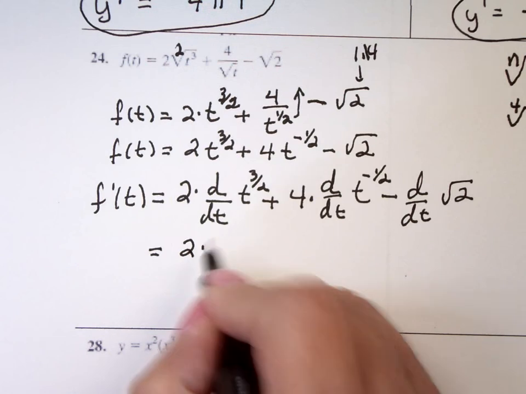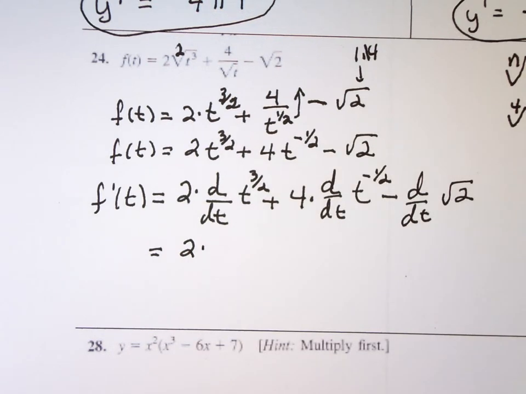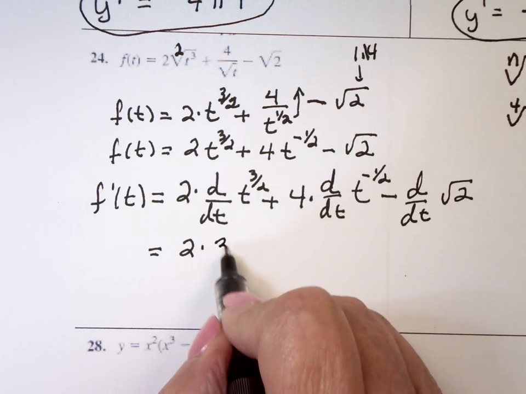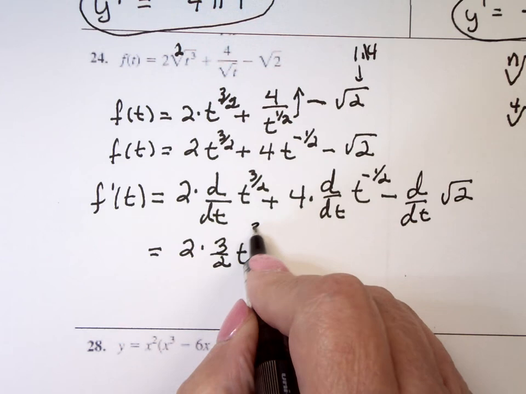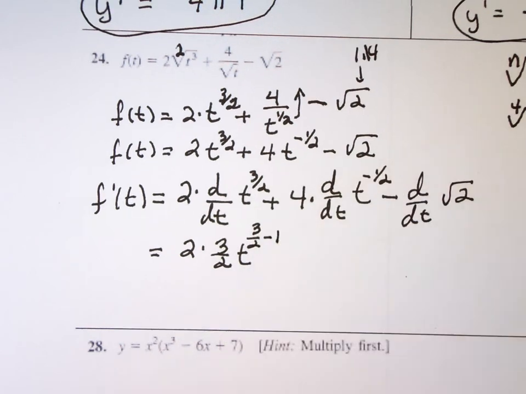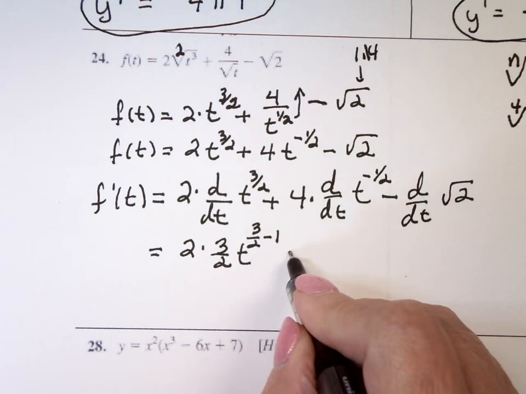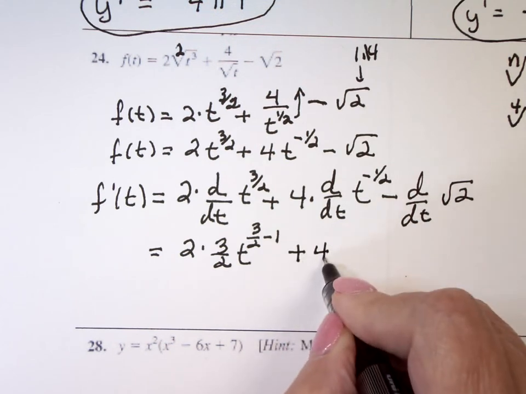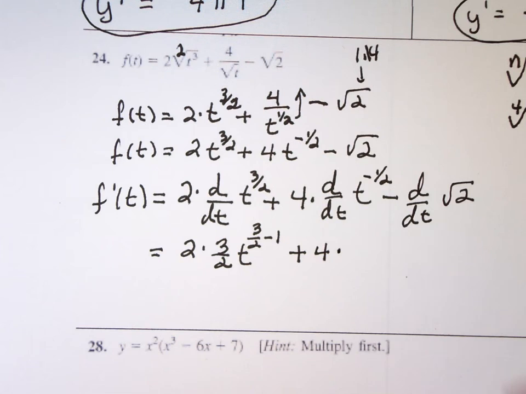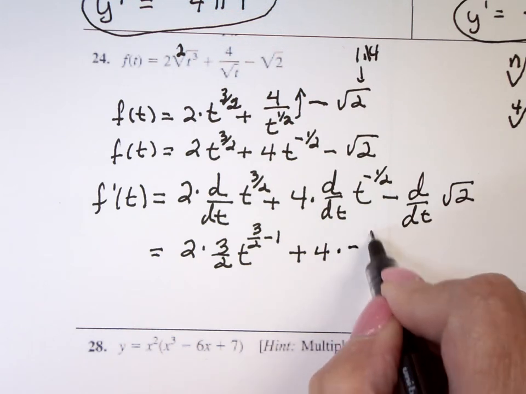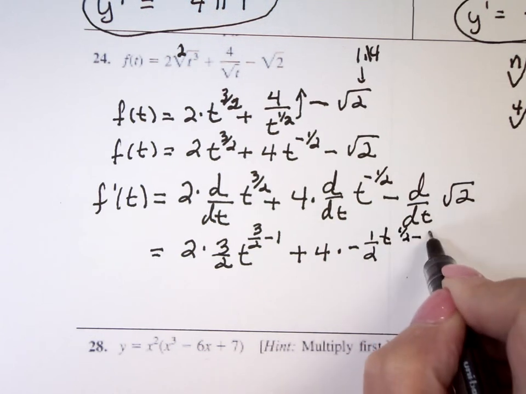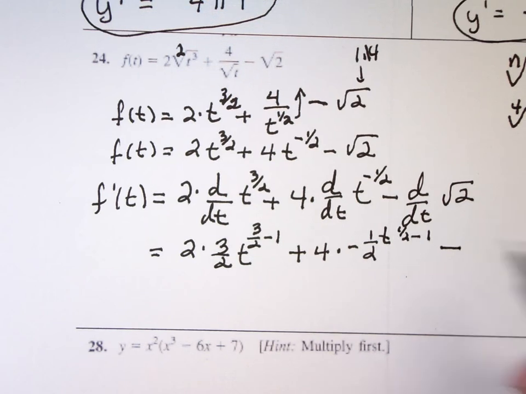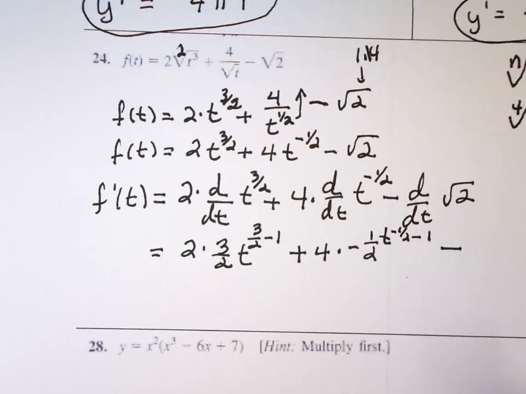This is 2 times, what's the derivative of t to the 3/2? 3/2 t, and this is what you need to get used to, it's the 3/2 minus 1, plus 4 times, now what's the derivative of t to the negative 1/2? Negative 1/2 t to the negative 1/2 minus 1, minus, and what's the derivative of the square root of 2? 0, because it's a constant.